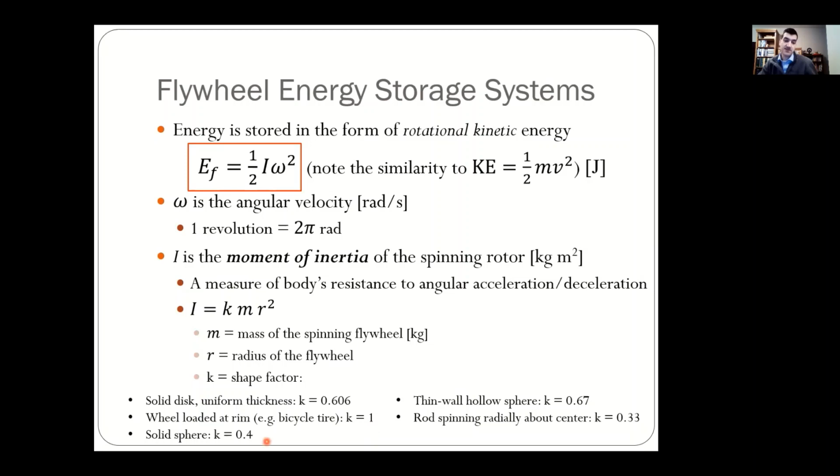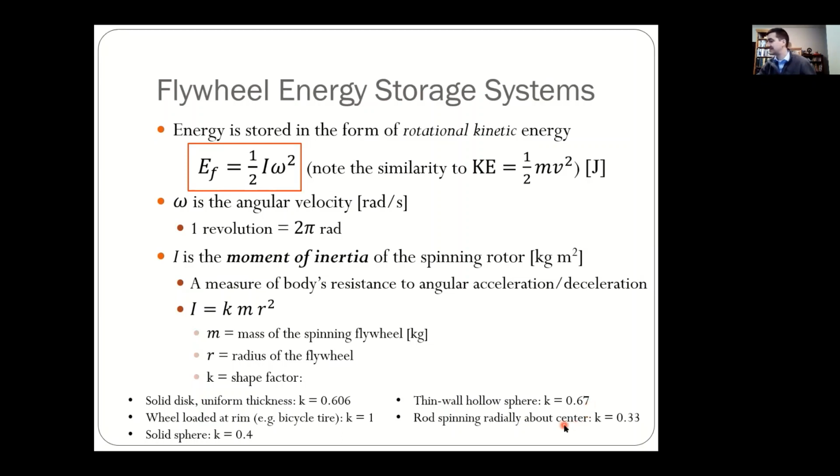If you have a solid sphere that's solid all the way through the middle, it has a shape factor of 0.4. A hollow sphere has a higher moment of inertia, just like the donut had a higher moment of inertia than a solid disk. So a hollow sphere has a shape factor of about 0.67.